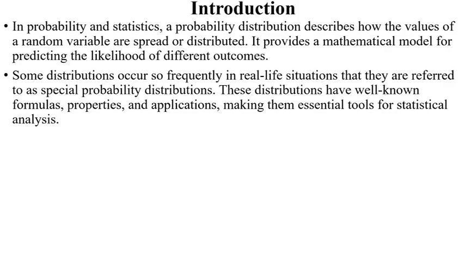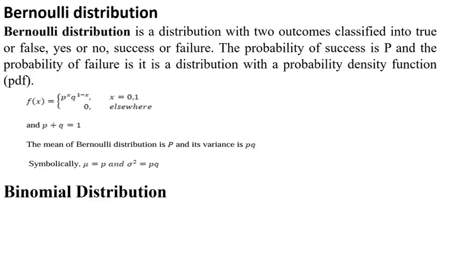That is what we use probability distribution to do. We use it to describe how the values of a random variable are spread or distributed. It provides mathematical models for predicting the likelihood of different outcomes. Some distribution occurs so frequently in real-life situations that they are referred to as special probability distribution. These distributions have well-known formulas. They have their properties, their application, which make them essential tools for statistical analysis.